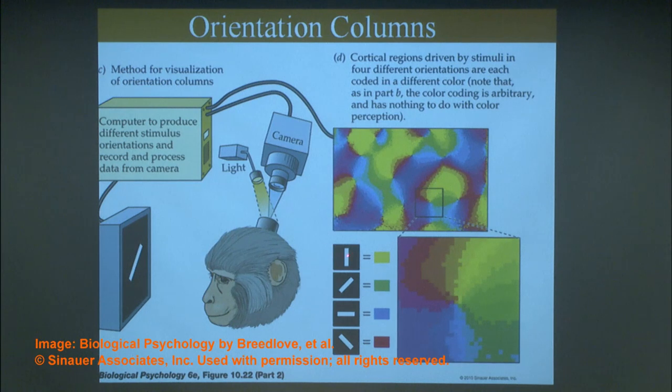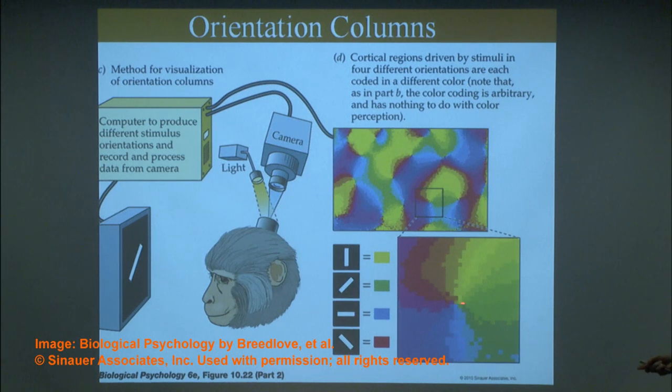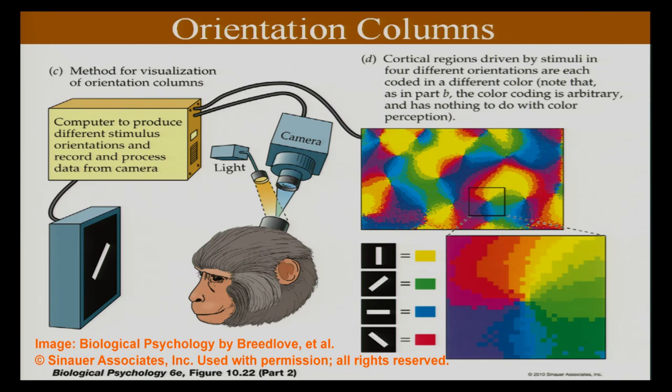If you show a vertical bar, you get an increase in activity in these regions which are lit up here by yellow. This doesn't actually mean that there's a yellow part of the cortex. This is the region where there was increased activity. If you show a horizontal bar, a different region becomes more active. And if you look at one of these regions more closely, you can see that as you go from vertical through 45 to horizontal through 135, you get an orderly change in orientation representation. So this is a global look at the orientation columns of the cortex. And they're centered on this region, which is called a pinwheel. So now this is another level of organization of the brain.